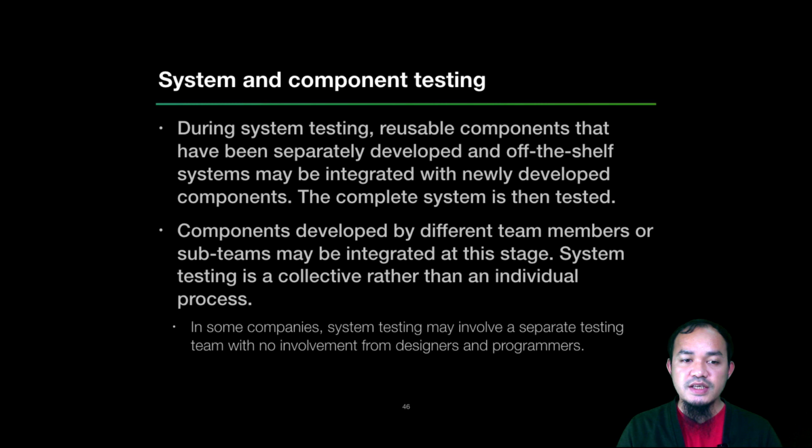System testing is a collective rather than an individual process. Unit testing or component testing is an individual process, meaning they test only that component, or that object for unit testing. But system testing is collective, meaning there are many components inside the system. We want to test whether, when they come together to be a system, it works well or not. Whether it works based on the specification or not.